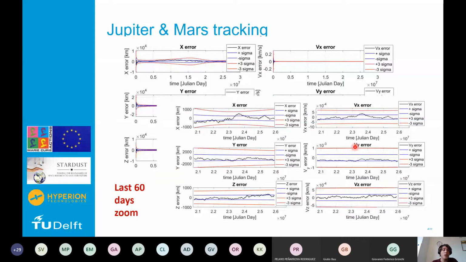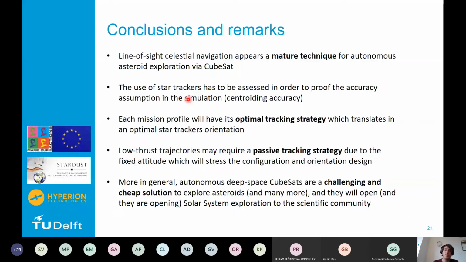So to conclude, I would say that line of sight navigation is a mature technique for autonomous asteroid exploration, but the use of star tracker, of course, has to be assessed to prove the accuracy assumption in the simulation. And as I mentioned before, optimal tracking strategy has to be assessed. And also, I did consider a ballistic transfer, while low thrust trajectory may require a passive tracking strategy.